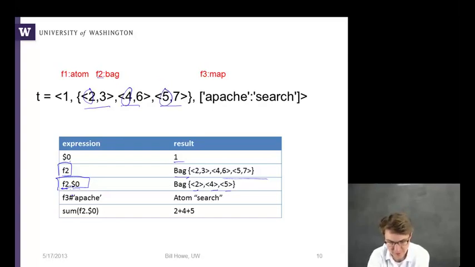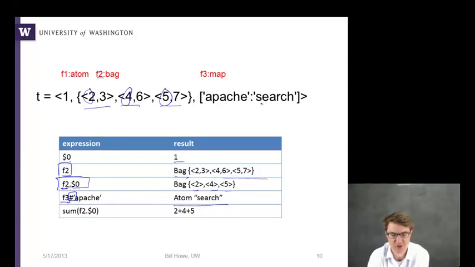Okay. Then you've got this magic hash symbol here, which means find me the value associated with the key I'm about to provide. So look at F3, which is the third field, and hash into it and give me the key Apache. If it's not a map, you're going to get an error. But in this case, it is a map, and so what gets returned is the atom search.